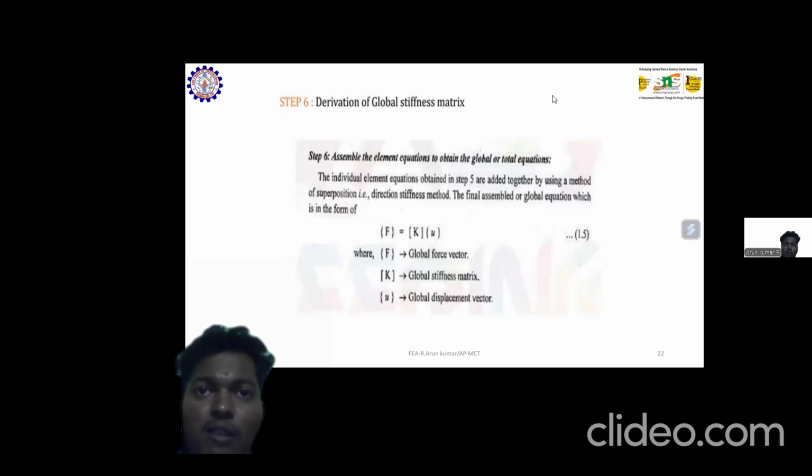For example, if I consider two elements, you have to add the two elements. That is superposition. In the direct stiffness method, the final assembly or global equation is in the form F = K U. Here F stands for the global force vector, K is called the global stiffness matrix, and U is called the global displacement vector.